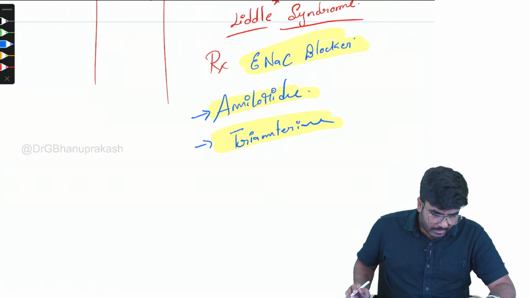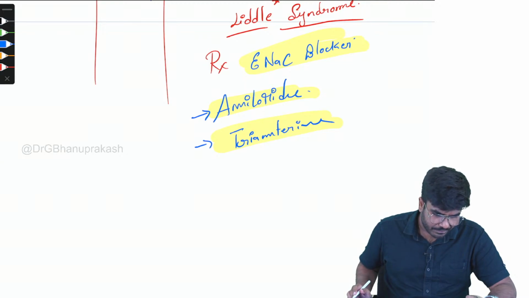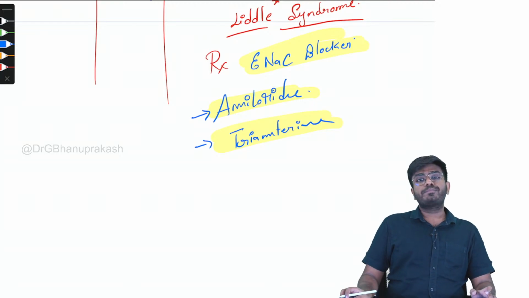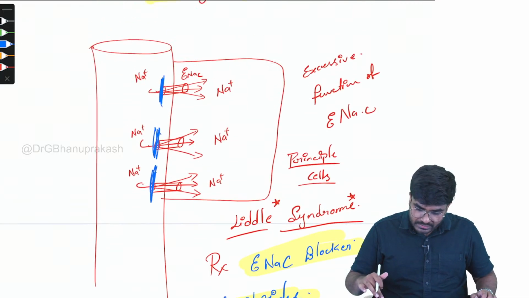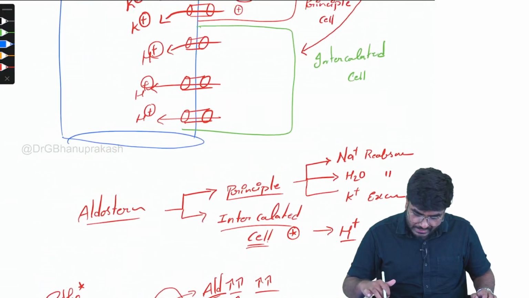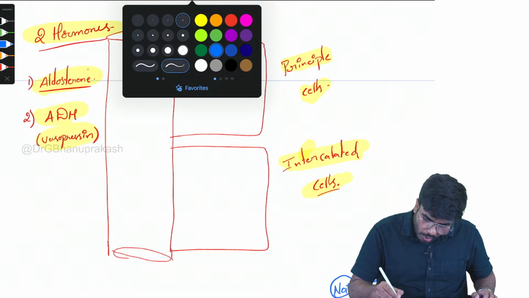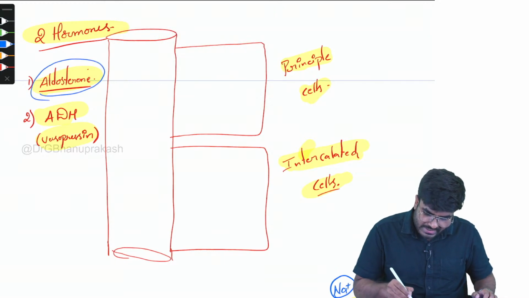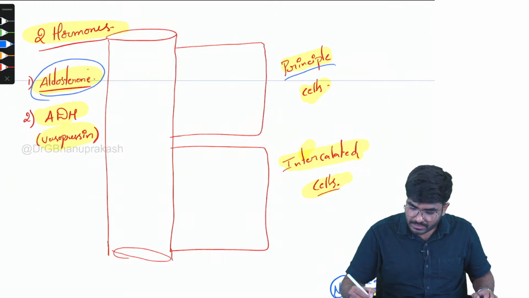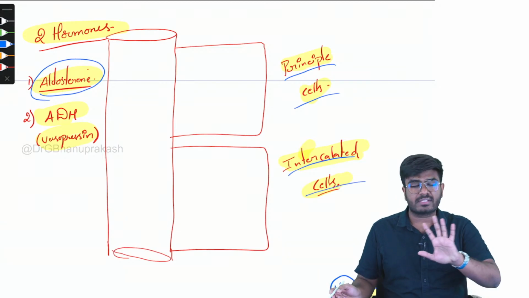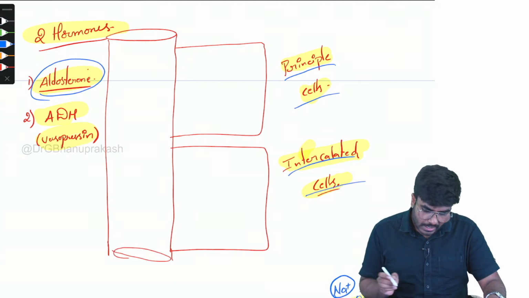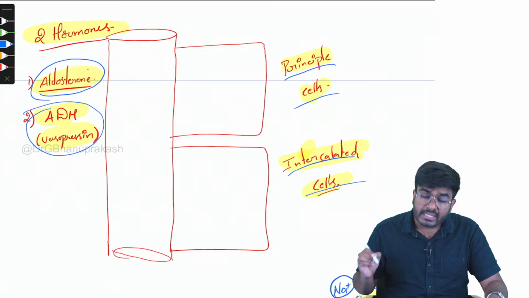Now, after this, let's discuss the second hormone. Guys, what are we discussing? We are discussing the collecting ducts. I have taught you in the beginning of the lecture, there are two important hormones acting. Aldosterone is acting on the collecting ducts, on the principal cells and on the intercalated cells. We have discussed all the important points regarding aldosterone. Now, we are left with the points of antidiuretic hormone.